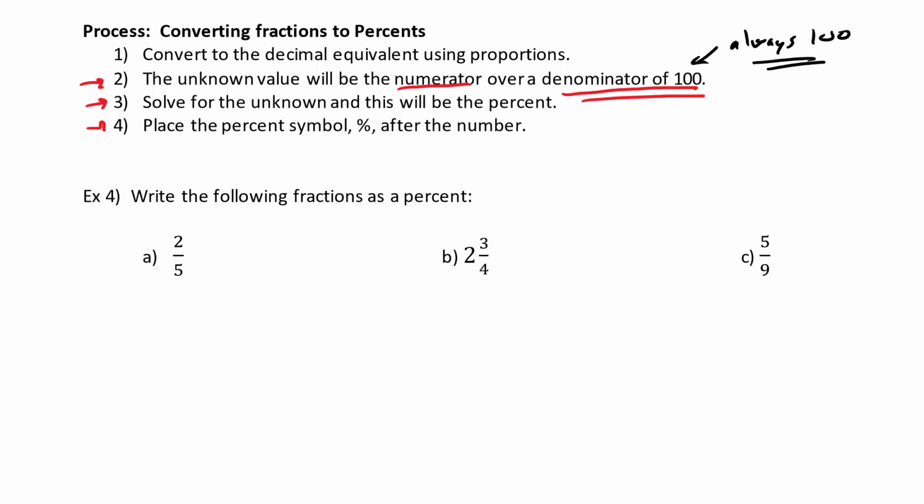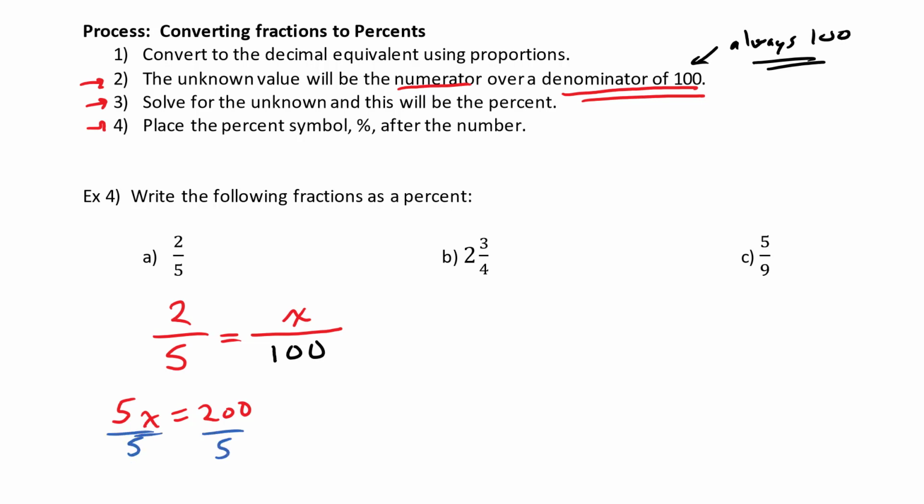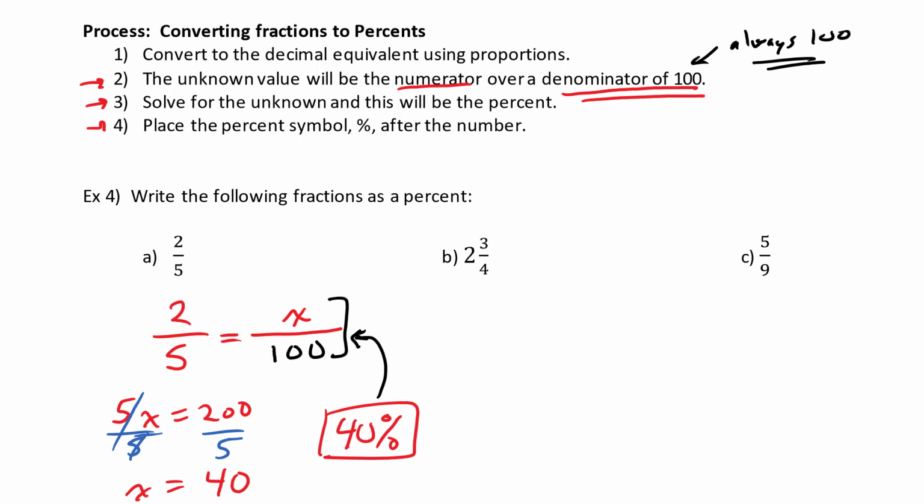So let's look at the example here. Write the following fractions as a percent. Here I have 2 over 5, and I want to convert that into a percent. Remember, this always remains as 100. What we don't know is what the numerator is going to be, this percent. Cross multiply. 5x equals 200. Divide the top and the bottom by 5. These cancel out. I'm left now with x is equal to 40. Am I done yet? I am not, because I have to add the percentage symbol. X is 40%. Notice right here, 40 per 100, 40%.